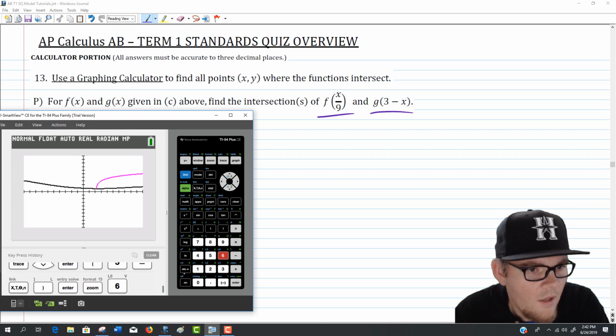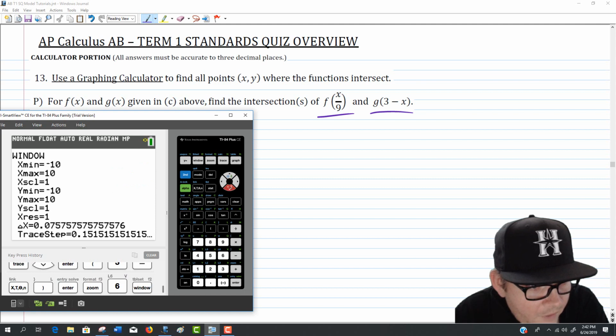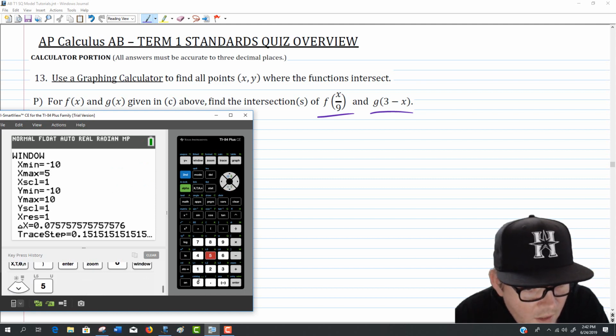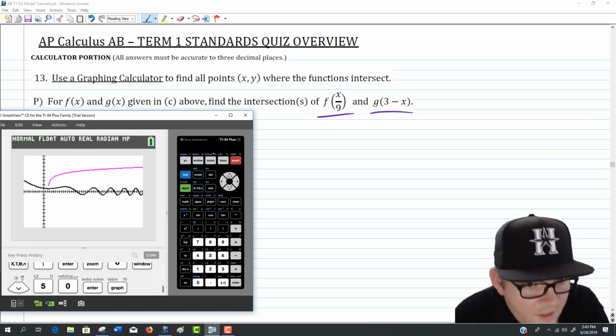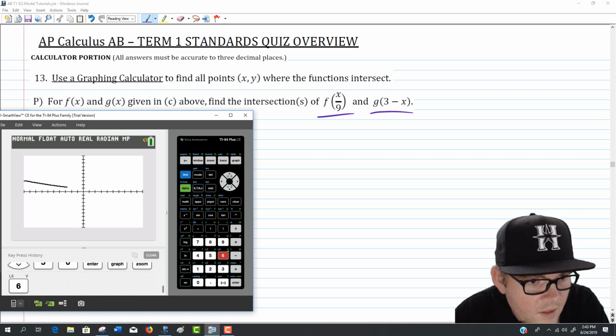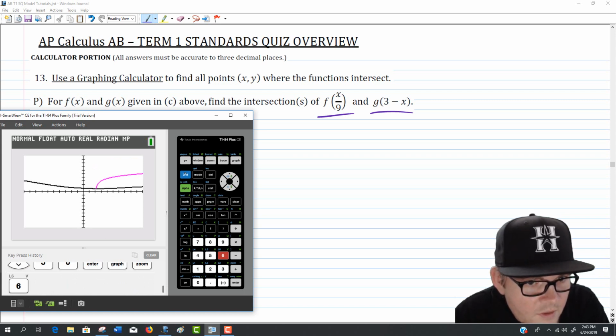So, looks like there's one intersection point. I'm going to modify the window a little, zooming out just a bit, to make sure that there's not a second one here. You never know. Sometimes you get it wrong. Nope, look at that. You can barely even see that there's an intersection. So I'm going to go back to Zoom 6. I feel confident that there's one right there.